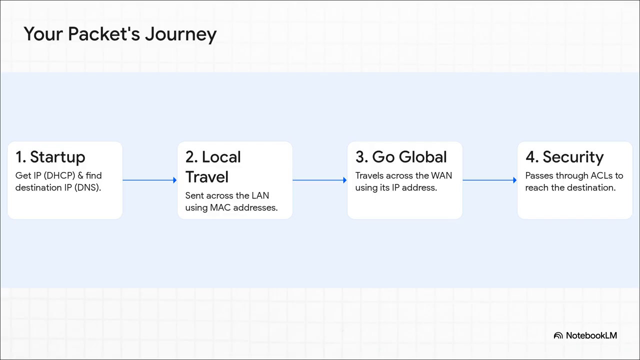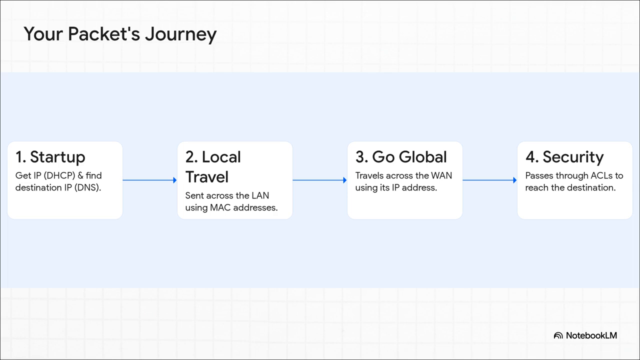Step 1. Startup. Your device gets an IP address from DHCP and finds the website's address with DNS. Step 2. Local travel. It gets sent across your local LAN using a MAC address. Step 3. Going global. It hits the worldwide WAN, using that IP address as its mailing label. And step 4. Security check. It passes through all of the ACLs on routers and firewalls until it finally arrives. And all of that, every single step, happens in less time than it takes to blink.